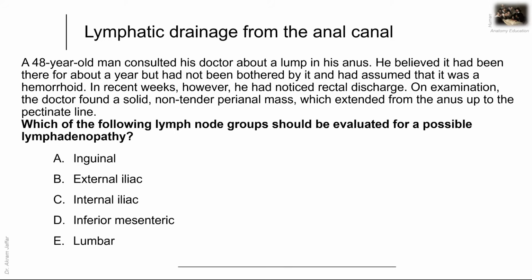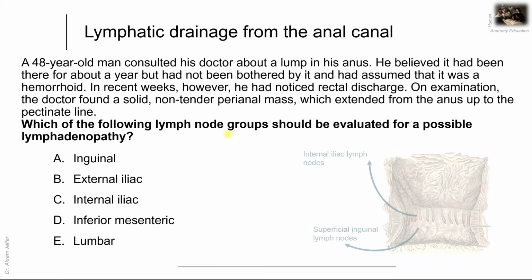The question is, which of the following lymph node groups should be evaluated for a possible lymphadenopathy? This will lead us to understand the lymphatic drainage of the anal canal and the meaning of the pectinate line. And this might be helpful. Here is the rectum, but this one is the anal canal. This region is the anal canal. The anal canal has two distinct regions that are embryologically different from each other. So the boundary between these two regions is this line, which is called the pectinate line.